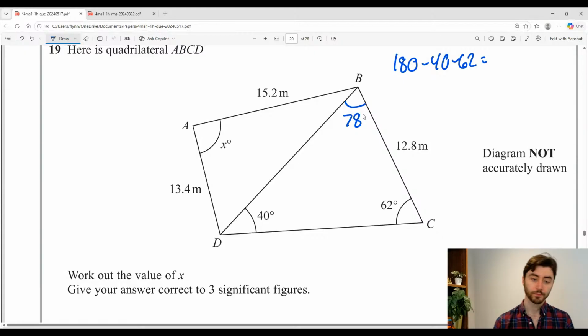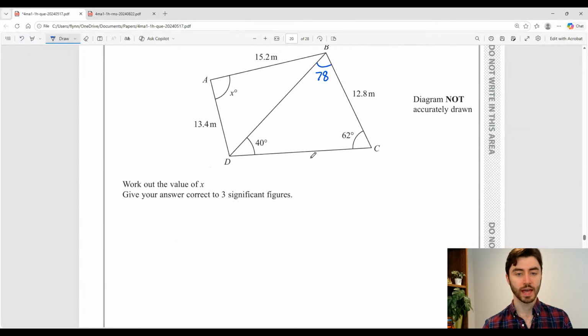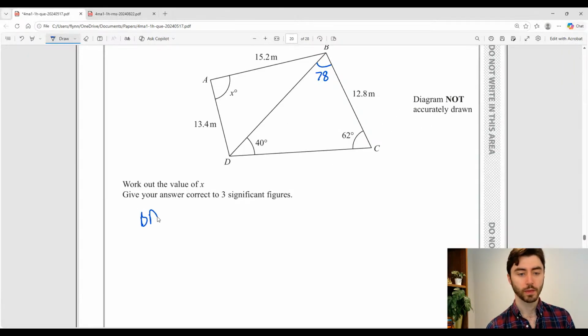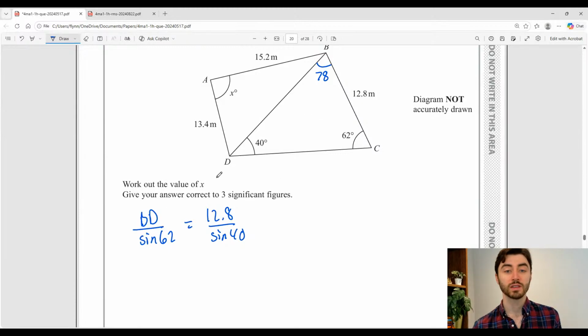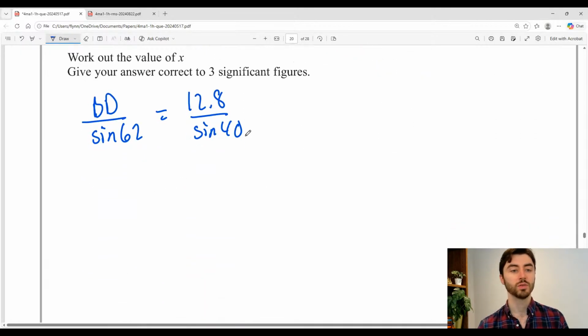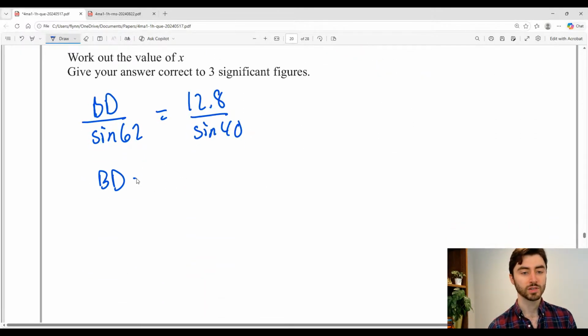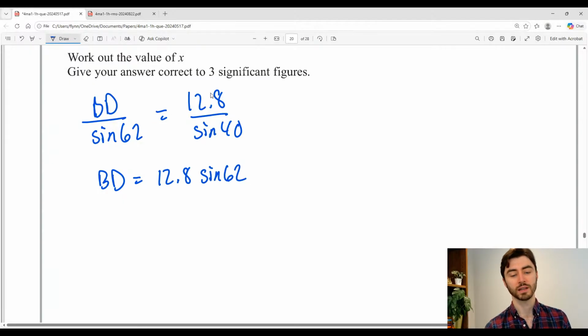Then what I can do is I can work out the length of BD. Because I can say that BD over sine 62 is going to be equal to 12.8 over sine 40. These opposite side angle pairs. And I'm using this form because I'm looking for length. So I'll scroll down here. Then BD is just equal to 12.8 sine 62, multiplying both sides by sine 62, all over sine 40.